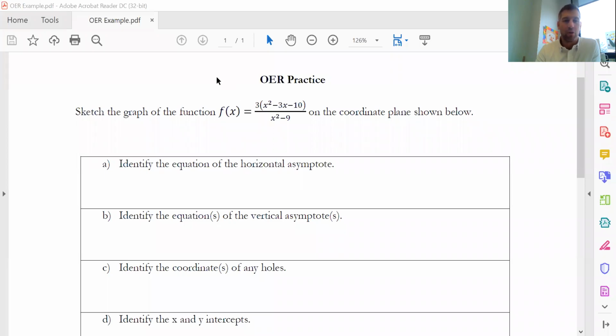Okay, really quick, if you want practice or help on the extra credit, here it is. We have a rational function here, polynomial on top, polynomial on bottom. And let's first start by finding their asymptotes.